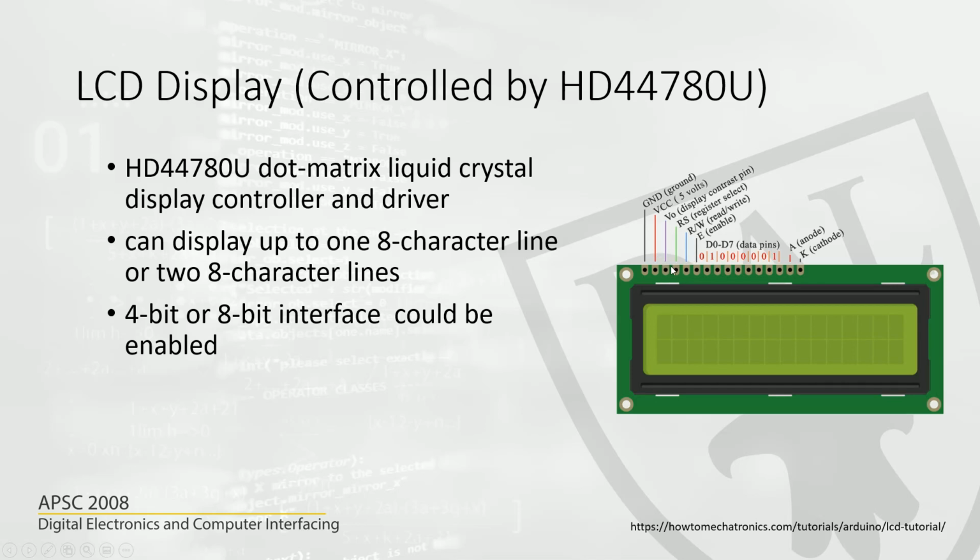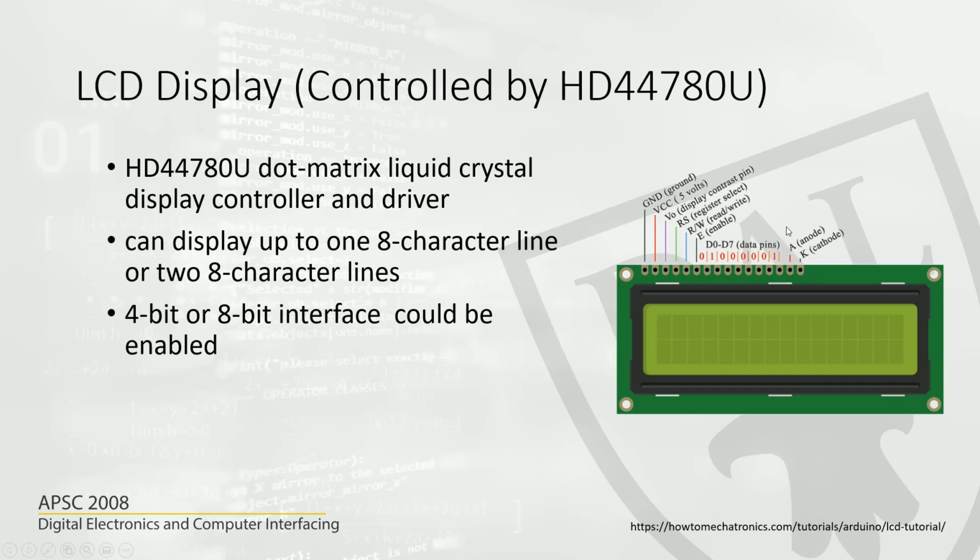And we also have a register select pin, a read/write pin, and an enable pin. Of these, we will be connecting the read/write pin permanently, but the register select and enable pins will be connected to 11 and 12. And then we are not going to use all the data pins, so we'll just be using the last 4 data pins.